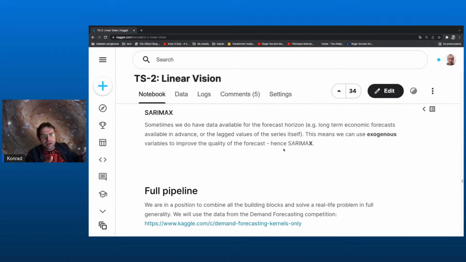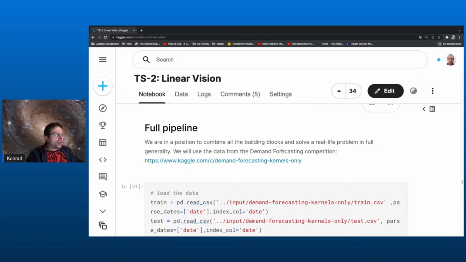ARIMA, we have ARMA, ARIMA if we allow for trend, SARIMA if we allow for seasonal component, SARIMAX if we allow for exogenous variables on top of it. SARIMAX is probably as general as you can get while being able to pronounce the resulting abbreviation. What happens when we combine all those building blocks together?